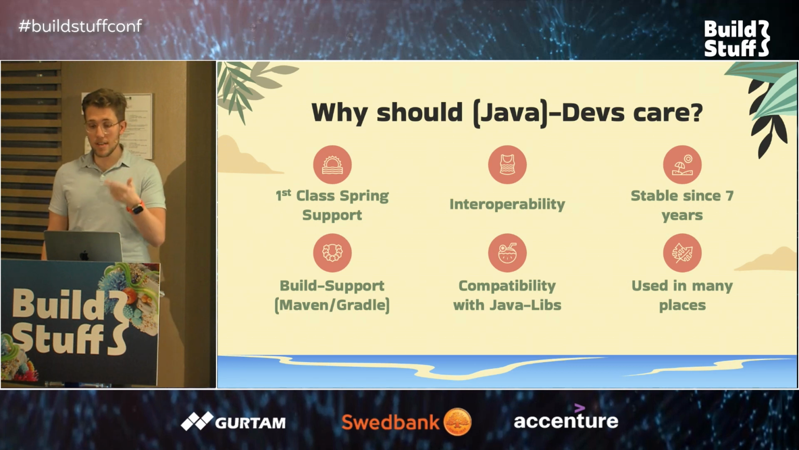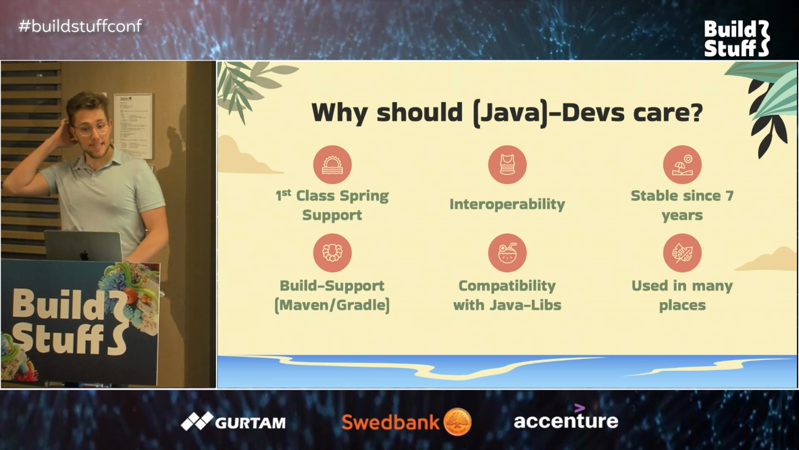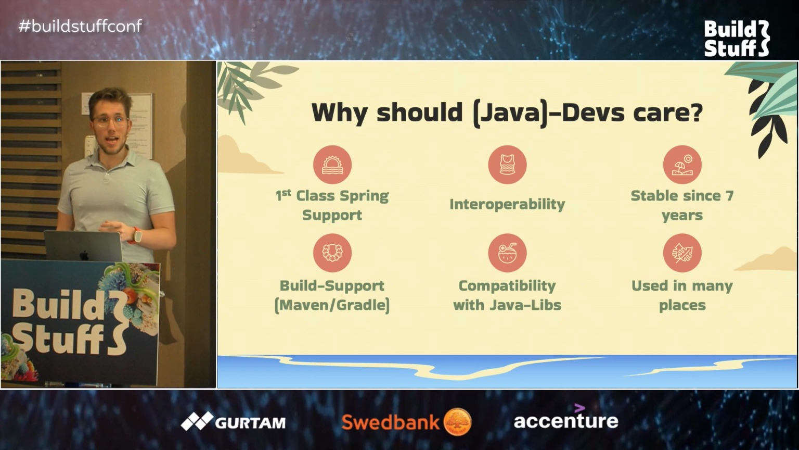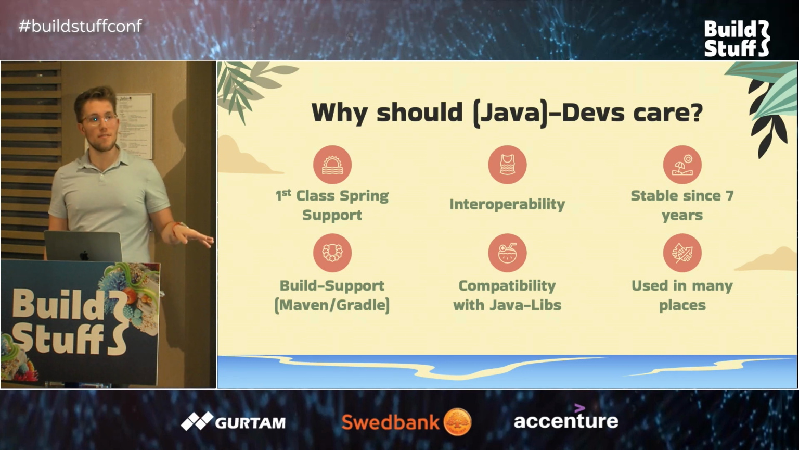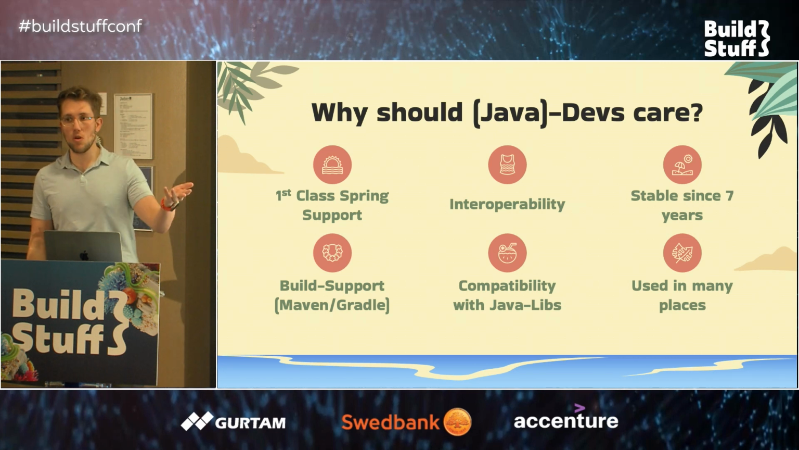The next thing is interoperability. You can easily call Java code from Kotlin and Kotlin from Java, no problem. We'll see this in the live coding. And you have full access to all the Java libraries there are. So everything which is on Maven Central, basically, you can use in Kotlin, because you can just call Java code from Kotlin, also Apache Commons, all the libraries there are, you can just use them.